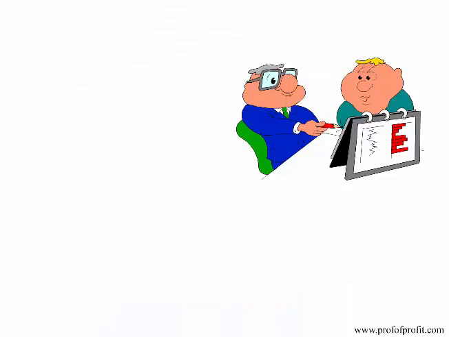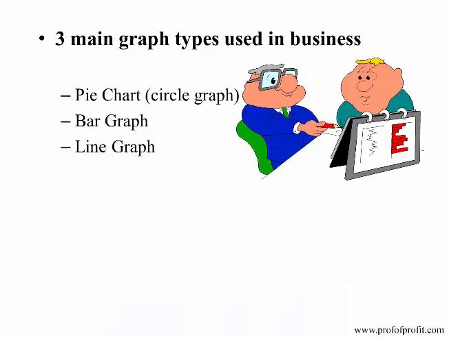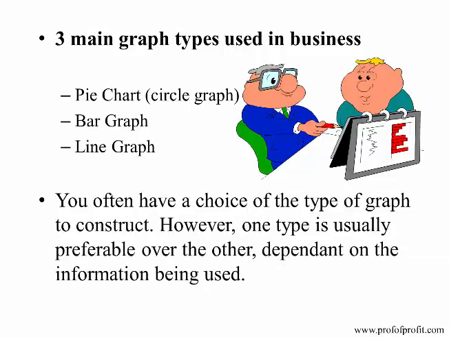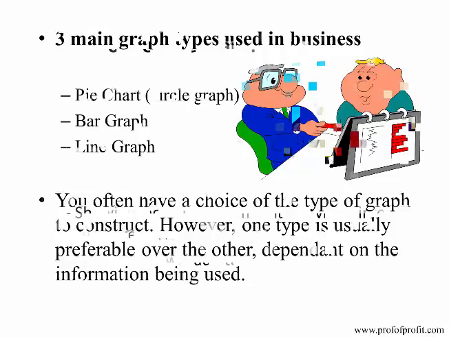In business, as I said, three main types of graphs. The pie chart, sometimes called the circle graph, the bar chart, and then the line graph. Sometimes they are interchangeable. Sometimes you can use the one or the other. Other times it's wrong to use the one or the other. So let's have a look very briefly at those. So we'll look at the pie chart first.